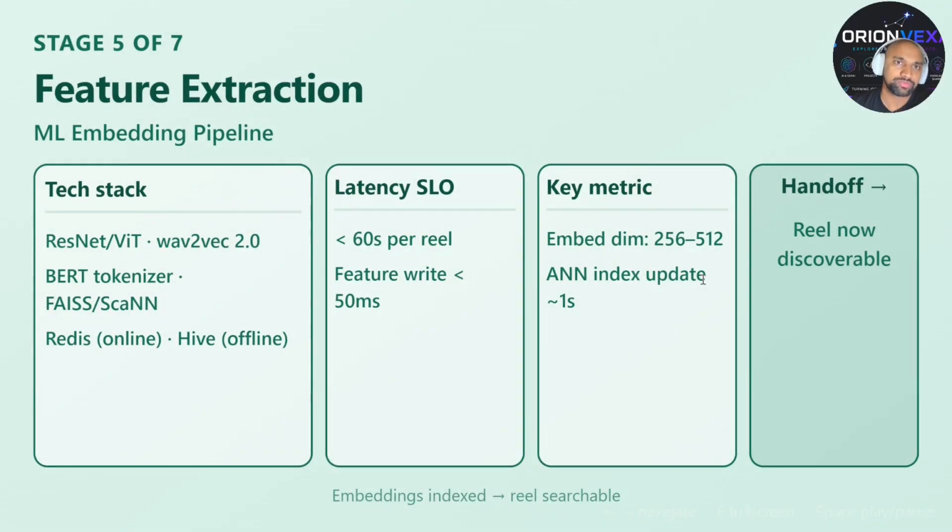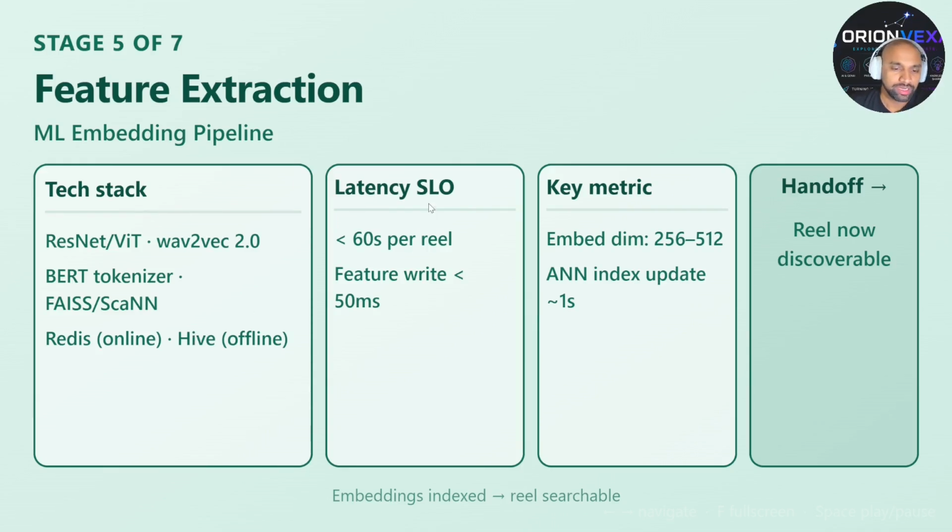In feature extraction, we are extracting features for the recommendation system and other machine learning parameters. For the machine learning embedding pipeline, the tech stack is ResNet, ViT or Wav2Vec 2.0, with a BERT tokenizer, and we are using FAISS, ScaNN and a vector DB. For online we are using Redis, and for the offline tech stack we are using Hive. Hive is the data warehouse system. If you know big data, you know what Hive is.